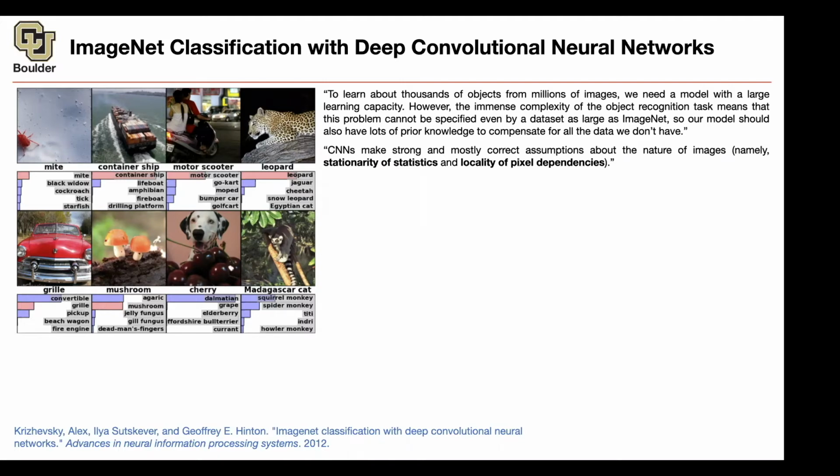Convolutional neural networks make strong and mostly correct assumptions about the nature of images. What are the properties of an image? For instance, the statistics are stationary. So maybe you have a filter here, and the same filter you can apply to all the neighborhoods that you might see in your data. And they are local. This pixel is going to depend more on this point compared to a point that is really far away. So CNNs are making mostly correct assumptions. And that's why people use CNNs.